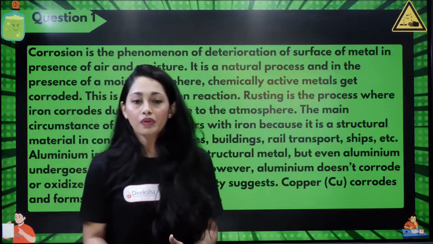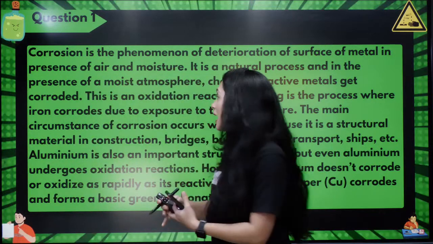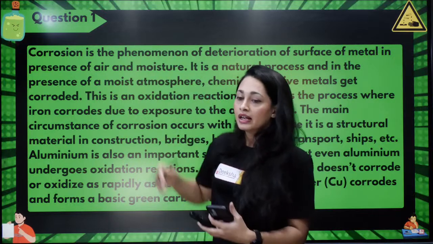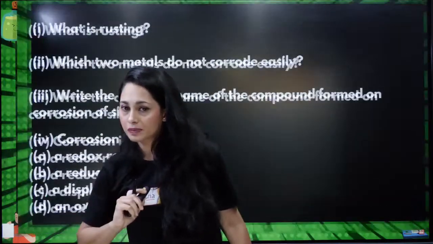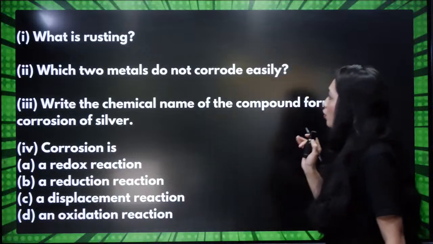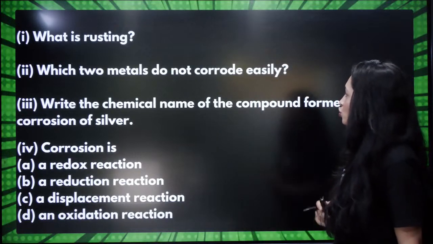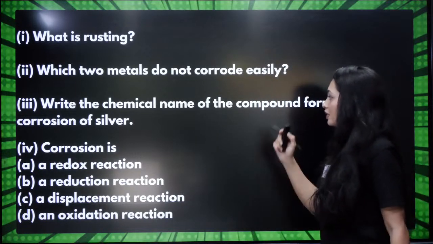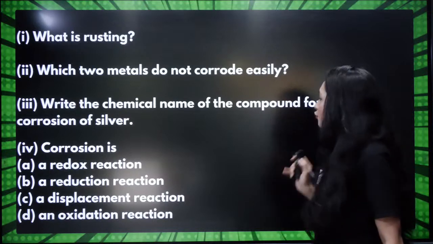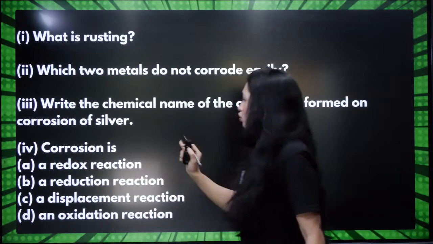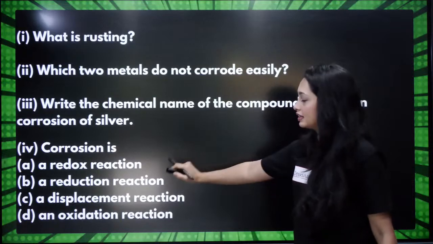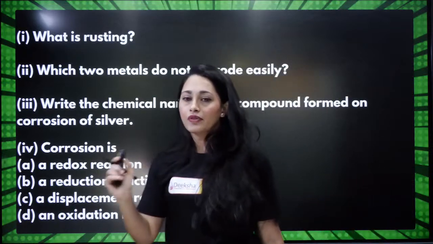Okay, so now this is the paragraph that they would give. Then comes the questions. What is rusting? Which two metals do not corrode easily? Write the chemical name of the compound formed on corrosion of silver. Corrosion is dash. There are 4 options that are given here.